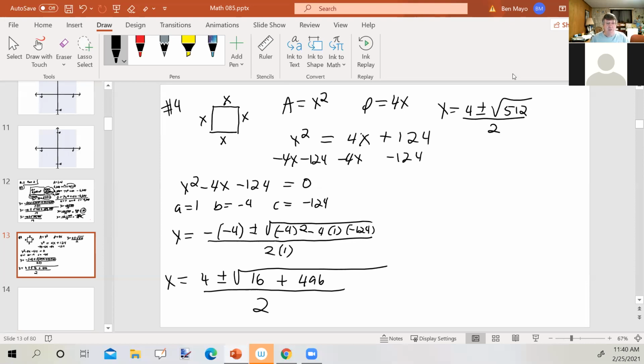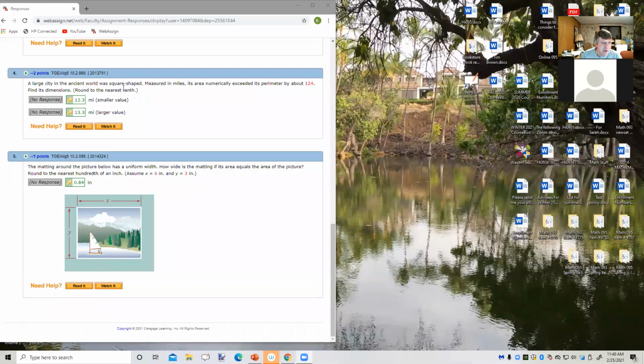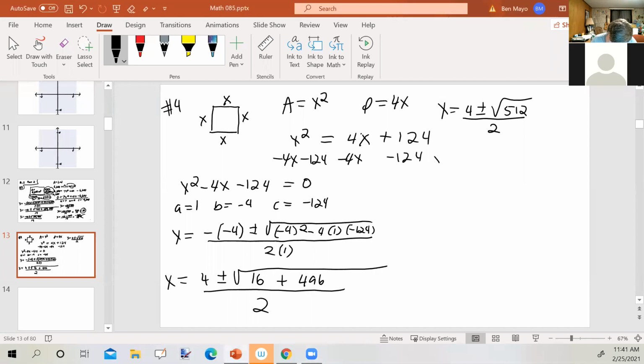Now, I didn't mention this earlier, but in fact, let's go back and look at it. On problem 4, it says round to the nearest 10th. So what that tells me is that our answers aren't going to come out nicely. We're going to have to approximate. So we've got x equals 4 plus the square root of 512 over 2. X equals 4 minus the square root of 512 over 2.